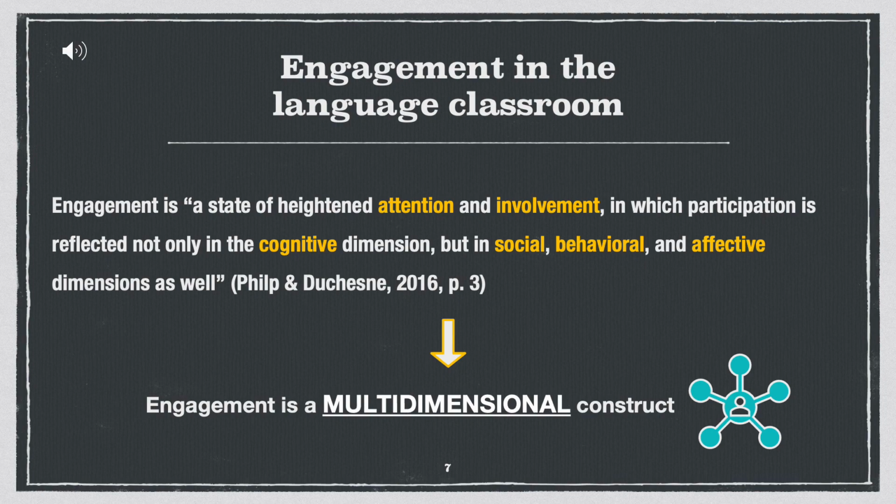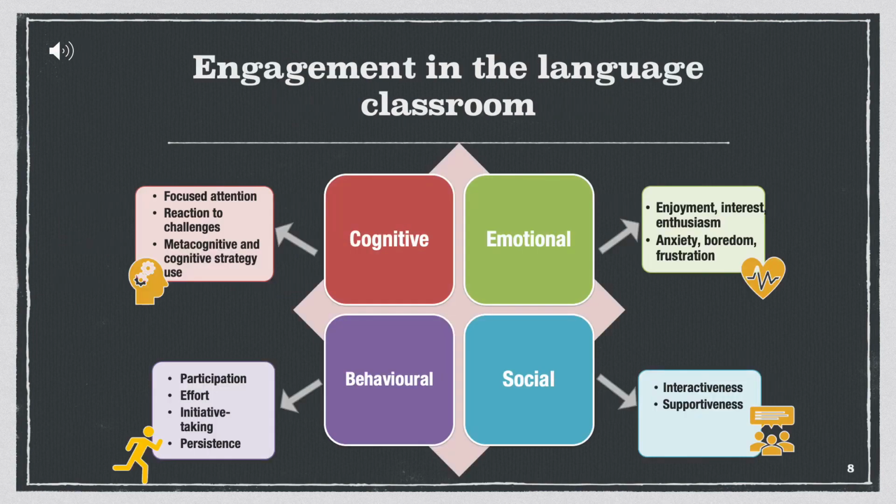So we see engagement as a multi-dimensional construct made up of different components. In particular, in this study, we're going to look at 4 dimensions of engagement. The first one is cognitive engagement, which refers to focused attention, reaction to challenges, metacognitive, and cognitive strategy use.